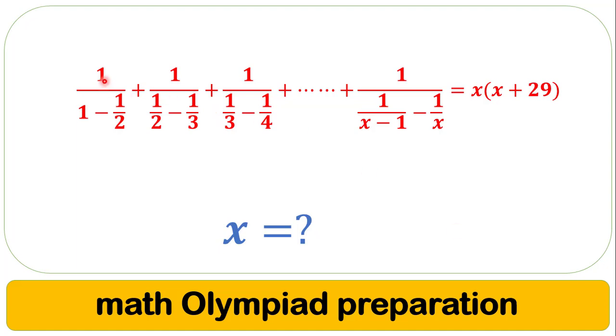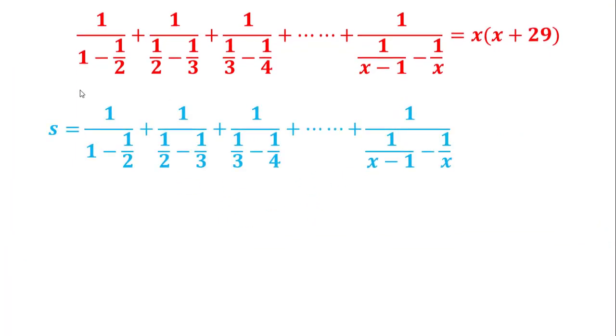In this video we are given 1 over 1 minus 1 half plus 1 over 1 half minus 1 over 3, up to 1 over x minus 1 over x, equals x times x plus 29, and we're going to find the value of x. In the first step we can put the sum of these fractions on the left hand side equals S.